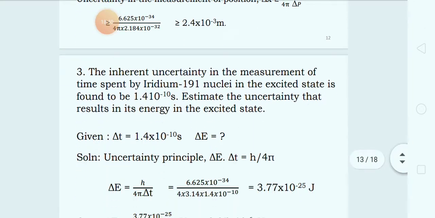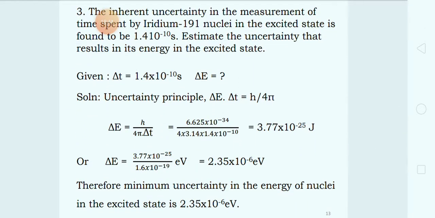That is the answer. Third numerical: the inherent uncertainty in the measurement of time spent by iridium-191 nuclei in the excited state is found to be 1.4 into 10 power minus 10 seconds. Estimate the uncertainty that results in its energy in the excited state. So in this problem, the given parameters are delta t, that means uncertainty in the measurement of time, in which the nucleus stays in the excited state, 1.4 into 10 power minus 10 seconds, and delta E, uncertainty in the measurement of the energy, is the unknown parameter.